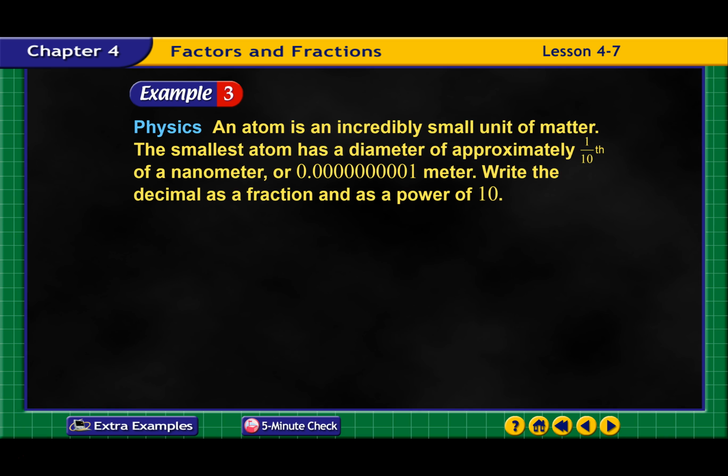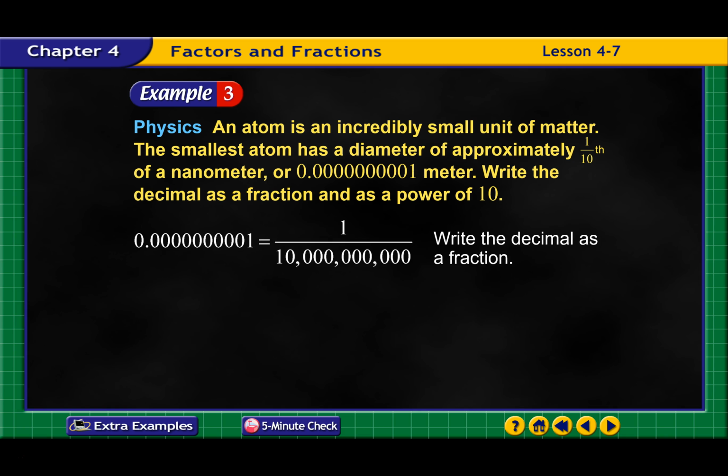Right, an atom is an incredibly small unit of matter. The smallest atom has a diameter of approximately 1 over 10th of a nanometer, or 0.00000000001 meter. Write that decimal as a fraction and as a power of 10. All right, so first we have to take that and put it as a fraction. So you have to count up all these zeros and put them over here. So there's 9 of those.